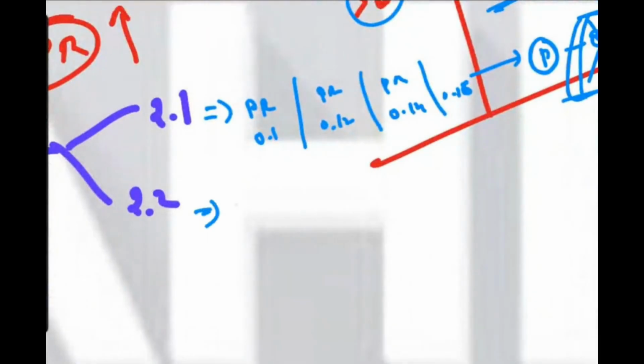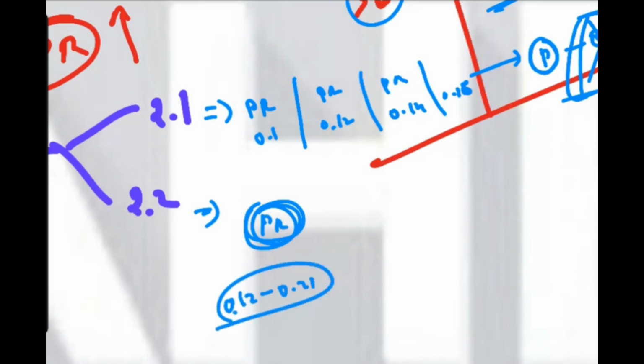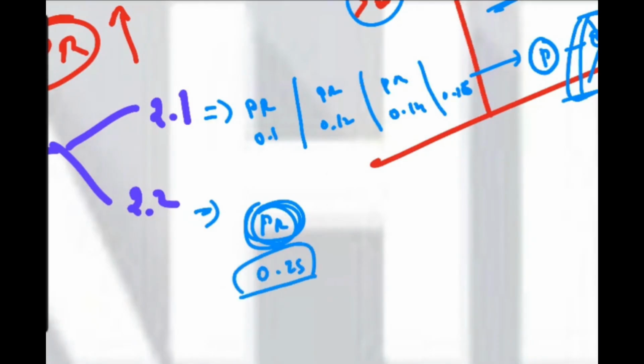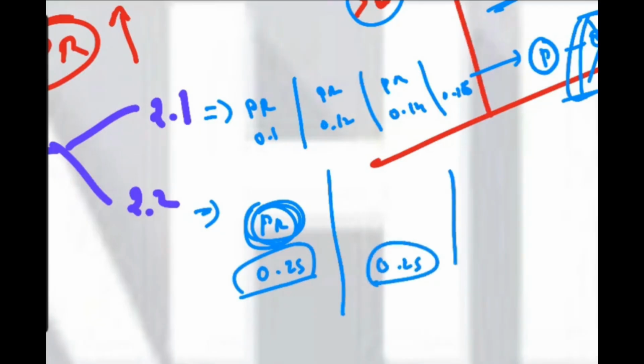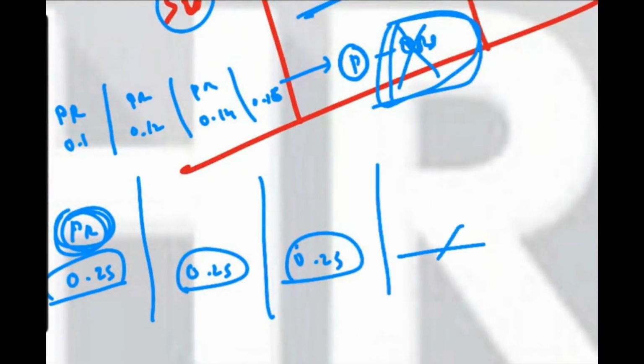In 2.2, what happens? The PR interval will be prolonged only. Normal PR interval is 0.12 to 0.21. But here the PR interval is enlarged, let's say it became 0.25. In the next beat also it will be 0.25, and in the next beat also 0.25. But in one beat there will be no QRS complex, only P will be there. This is a sudden drop of the QRS complex.